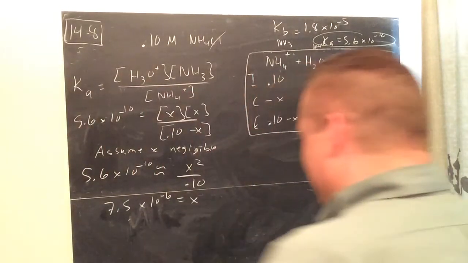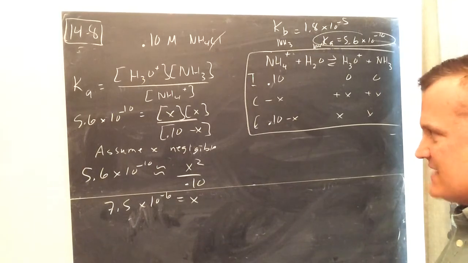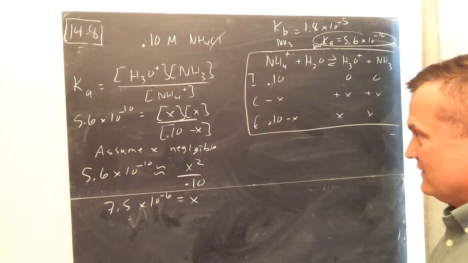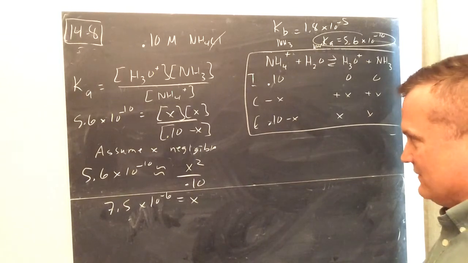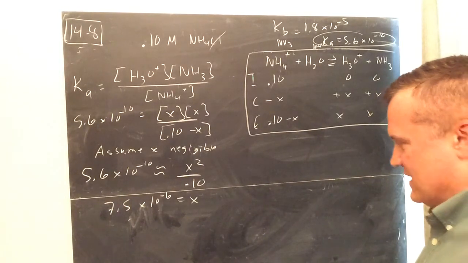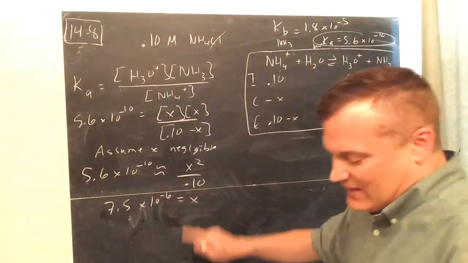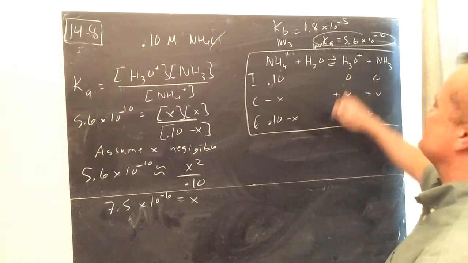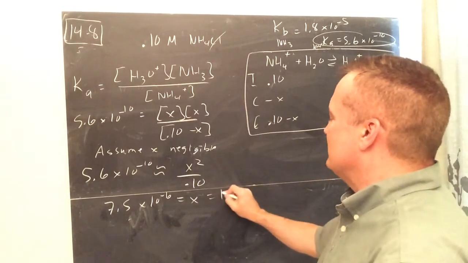I can double check my math real quick here. If I ever made a mistake on the math, at least you get the idea, hopefully, of how to do it anyway. 7.5 times 10 to the negative 6, yes. And what is X? We're trying to find the pH. This time X is H3O plus. That makes it even better.